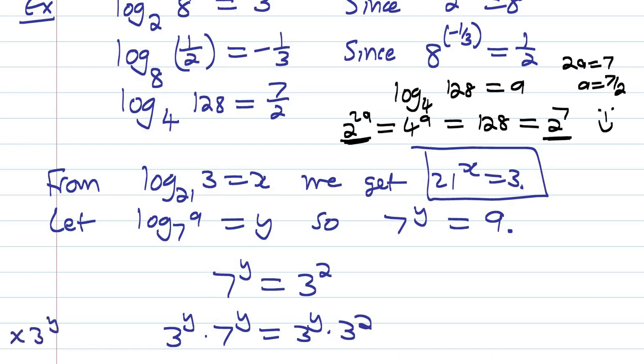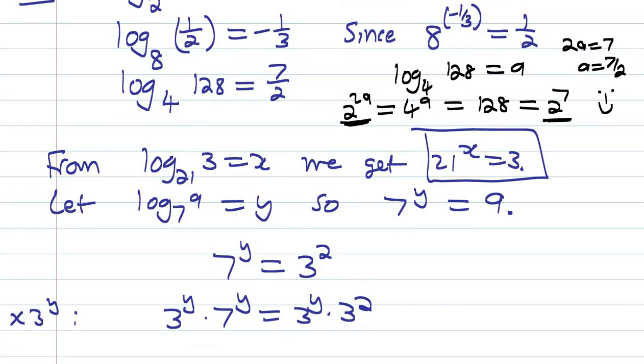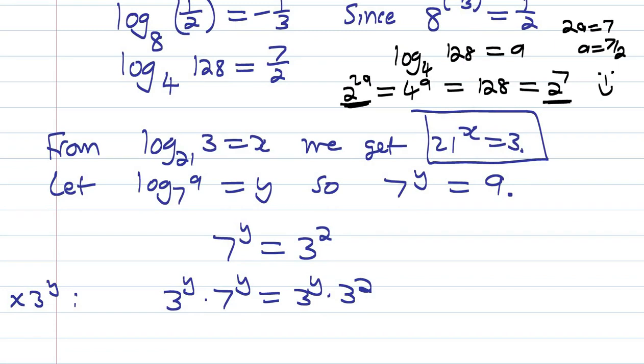Can I get smiley faces for now that you guys see this crazy plan? We know that 7 to the y is 9, so 7 to the y is 3 squared, and I'm multiplying by 3 to the y on both sides. By doing that, I end up getting that 21 to the y is equal to 3 to the power y plus 2. Can I get a yes that you guys agree with this plan? Thank you, Kwacha. Can I get another yes?